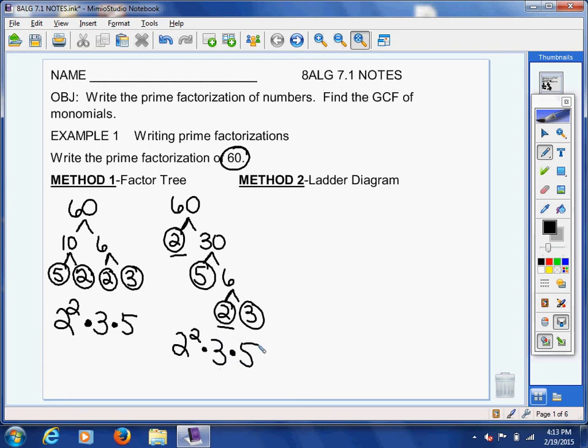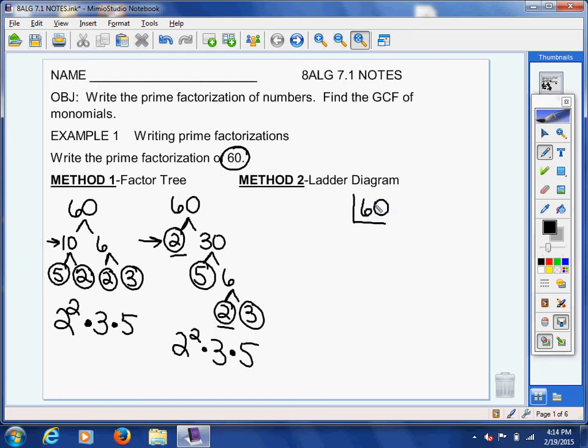So I just did it 2 different ways to show you that it doesn't matter where you start this whole thing. As long as you have 2 factors of 60, you can get started with those factors and just circle the prime ones as you go down. Now the factor tree is what I grew up doing. That's what I know the best. There's actually another method called the ladder diagram, and it's kind of like division, I guess.